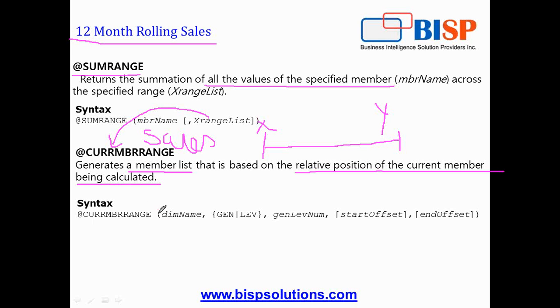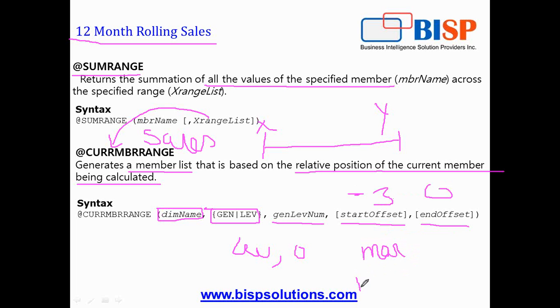The range function takes the first argument as dimension name, generation and label. If you're using label, you specify what label you would like to calculate, for example label 0, then start offset and end offset. Start offset and end offset work like this. If the current month is March, and I say -3 0, it means current month -3. So for March, it will calculate January and February, so it would be the sum of January plus February plus March. 0 means including March. I could pass 1 over here as well, in case I'd like to calculate current month plus 1 for the future period.